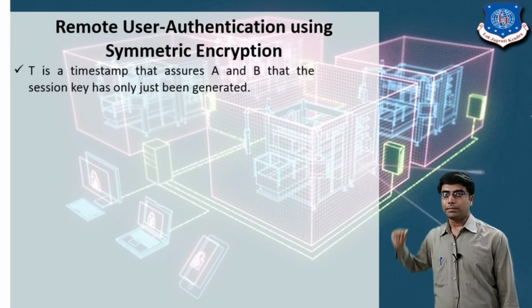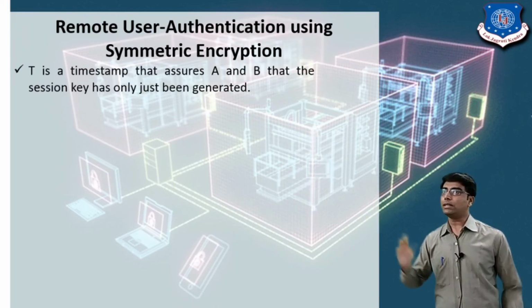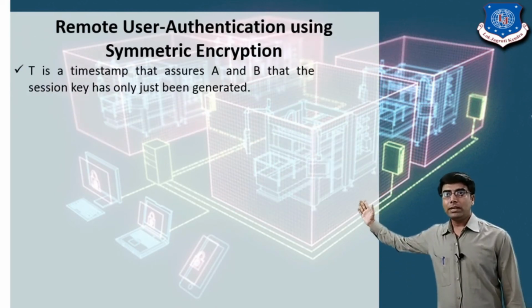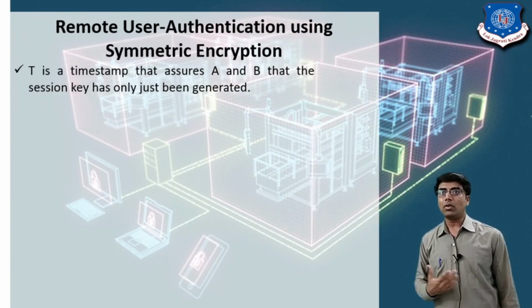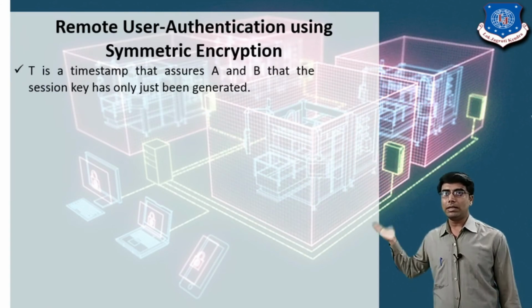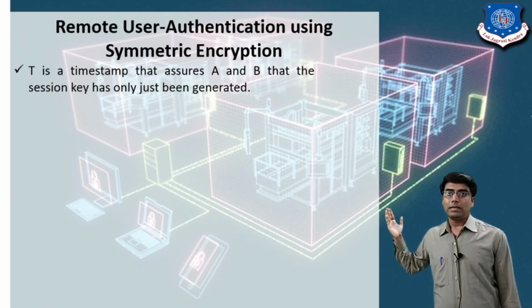Now here we have already included the timestamp, as you know, right? So here T is a timestamp that assures A and B that the session key has only just been generated, right? We have already generated the timestamp for A and B.